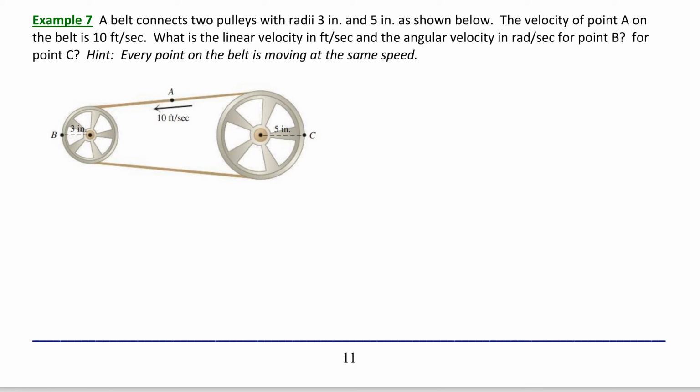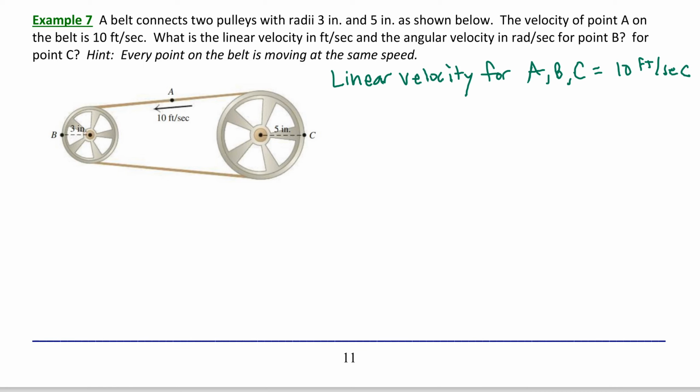Now here's a good hint. Every point on the belt is moving at the same speed. And since everything is moving in the same direction, all 3 points have the same linear velocity. So the linear velocity for points A, B, and C are universally 10 feet per second.